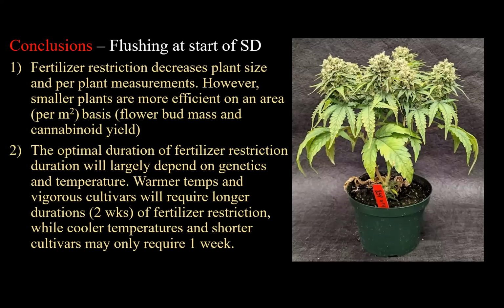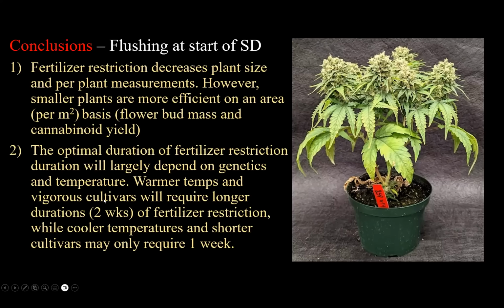So our conclusions on the second part of this, using flushing at the start of short days, is that fertilizer restriction decreases plant size and per plant measurements. However, smaller plants are more efficient on an area basis if they're grown so that they are just closing the canopy when they're at maturity. And so you end up with higher flower bud mass and higher cannabinoid yield on an area basis with these smaller plants. Again, the optimal duration of fertilizer restriction at the beginning of short days will depend on the variety's vigor and the growing conditions.